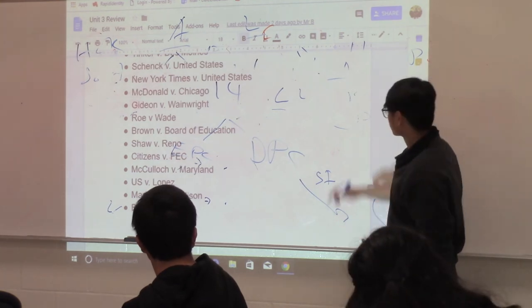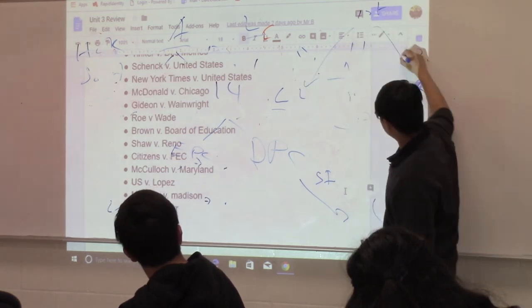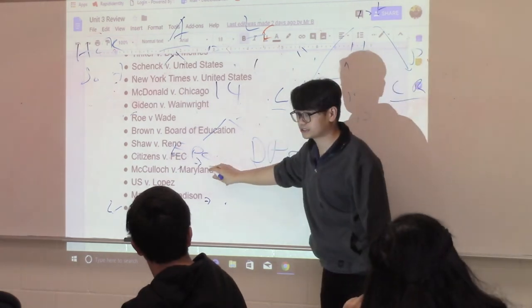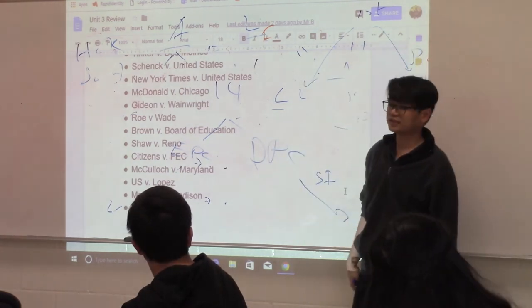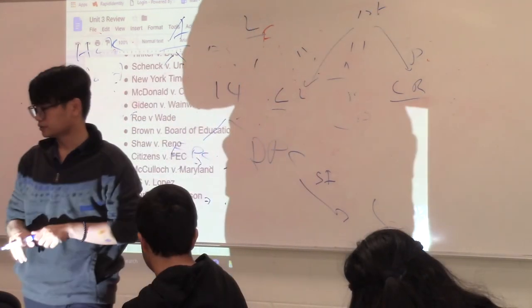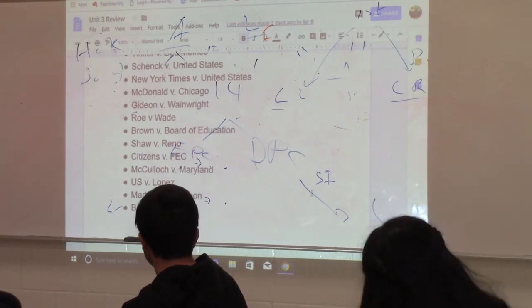So for example, the First Amendment. Would that be protecting your civil liberty or your civil rights? Civil liberties. How about the 14th Amendment Equal Protection Clause? Civil rights, right. Because it protects you from government discrimination. Anyone have any questions? No.